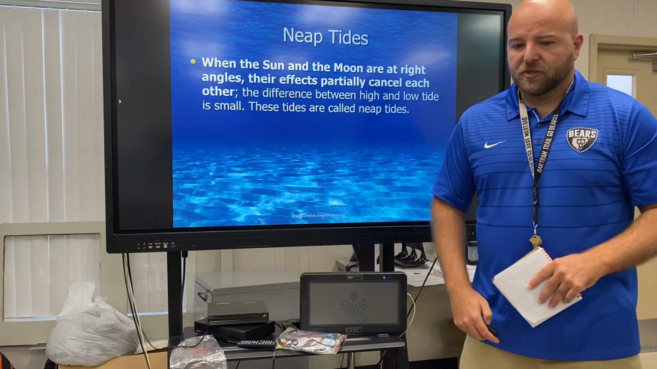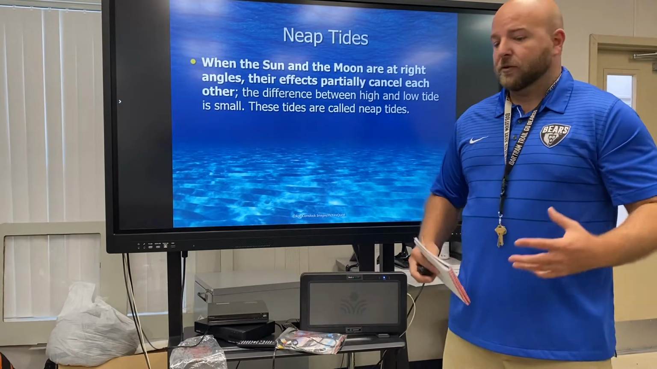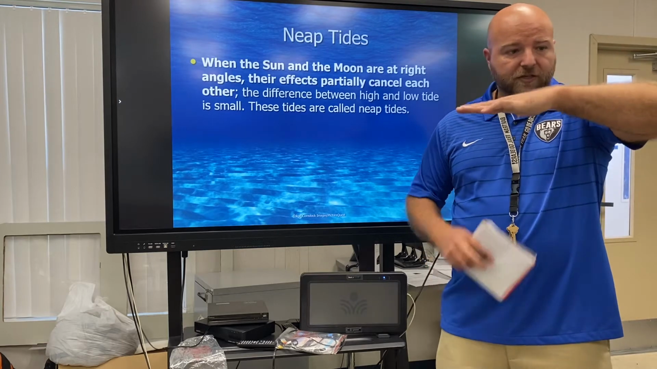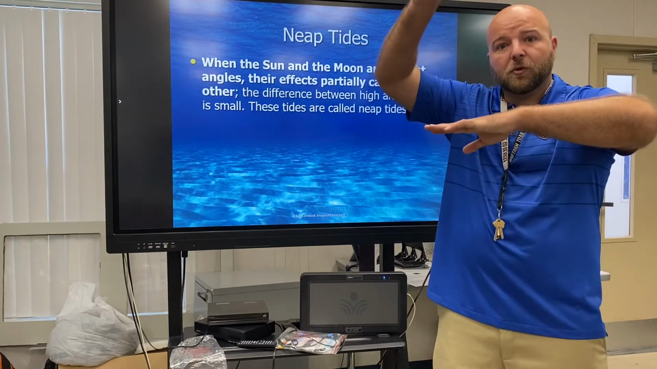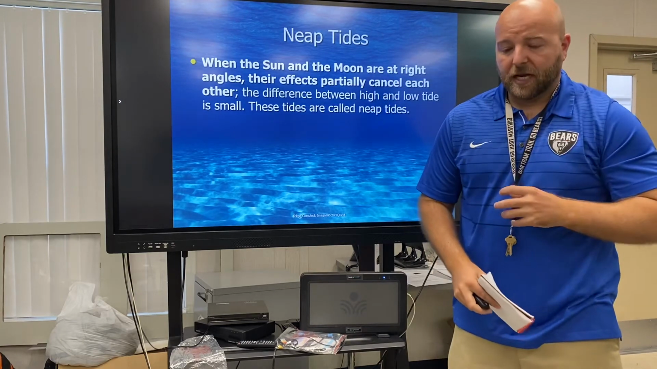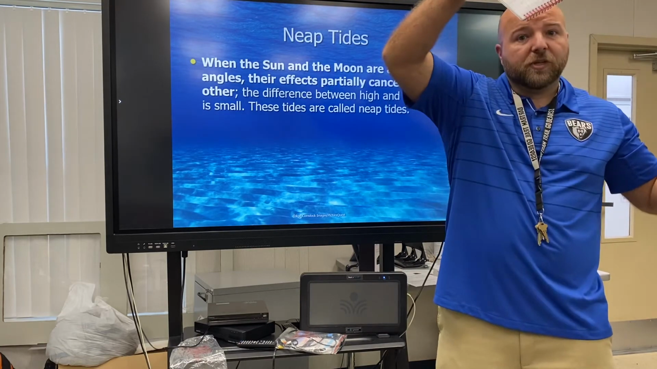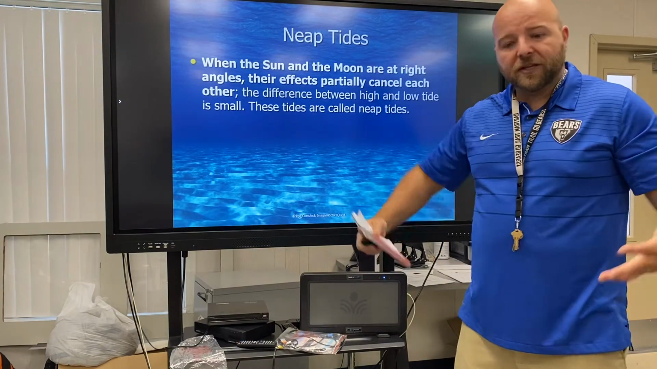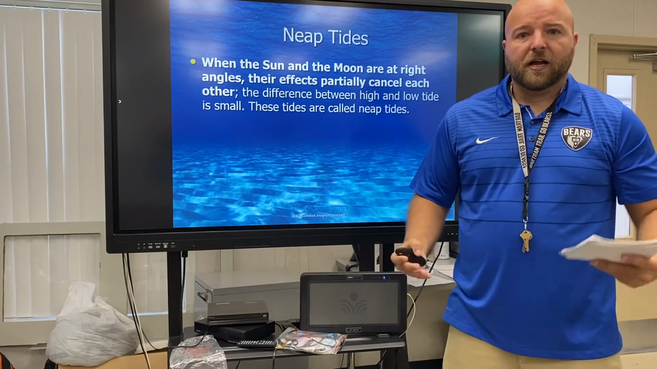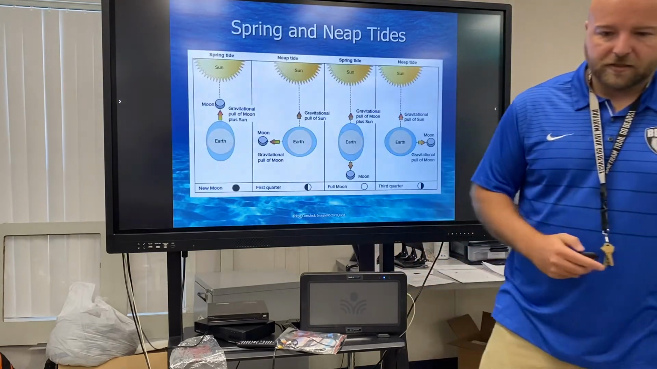That's going to be opposed to neap tides, and this is when the sun and the moon are at right angles of each other. We'll show you in an image in a second, but if we've got the sun and the earth lined up, then the moon would be up here. They're at a right angle of each other. So at that point, the sun is pulling one direction, the moon is pulling the other, and really they kind of counterbalance each other a little bit, causing less of a high tide and low tide, a little bit less water movement during those neap tides.